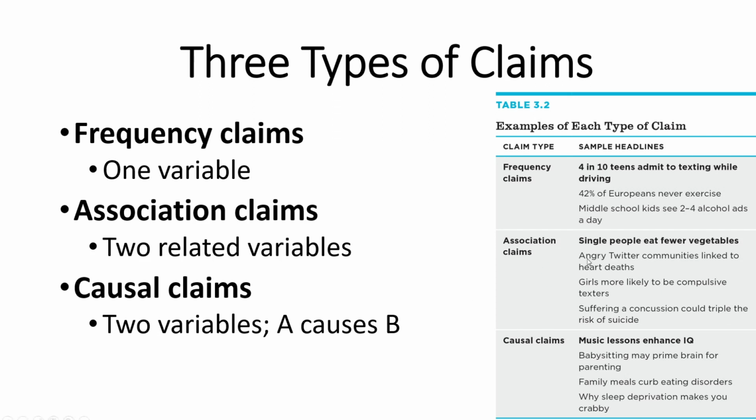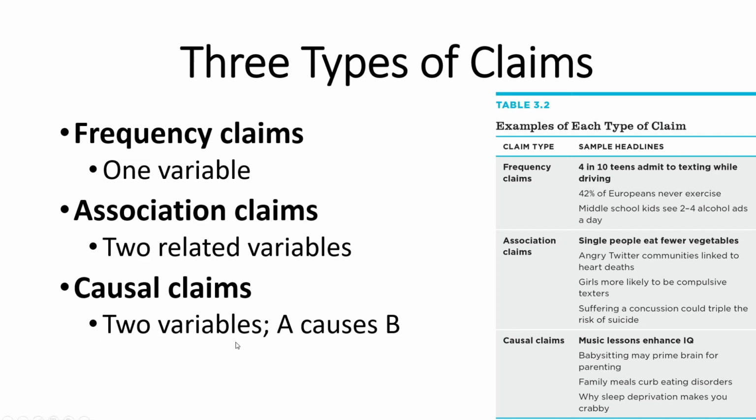For our next one, angry Twitter communities linked to heart deaths. So we're saying that there's an association between the type of Twitter community you're part of and the type of death you're more likely to experience. So if we're seeing a link between two related variables, it's an association claim.